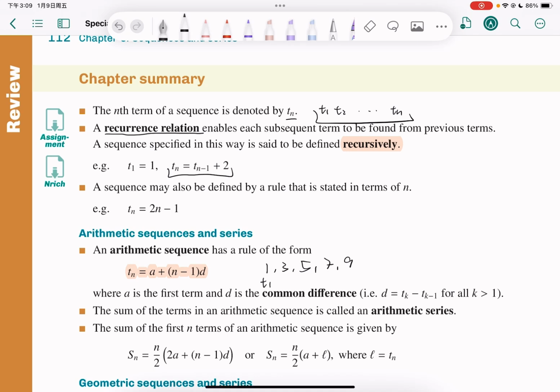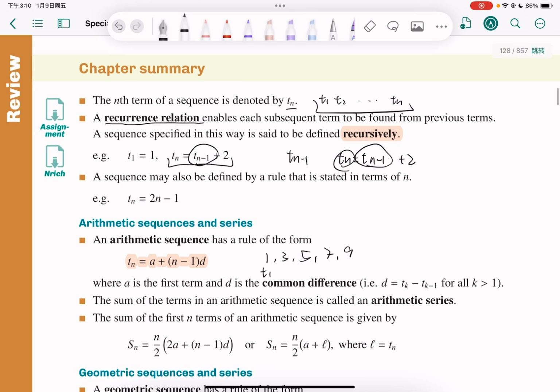So the next term can be defined by the previous term. For example, if we have the previous term as Tn minus 1 over here, then the next term will be obtained from this relation. This is the previous one, then plus 2. So this is how the previous and the subsequent terms are related, and this defines a recursive sequence.